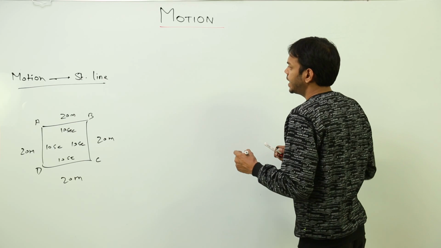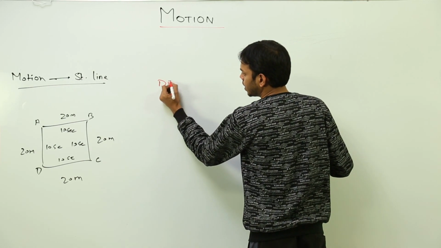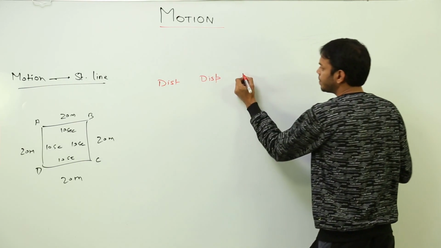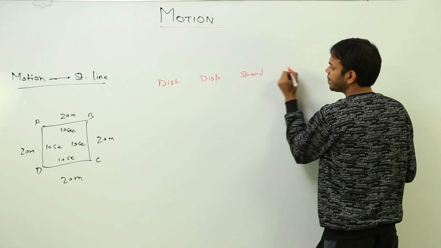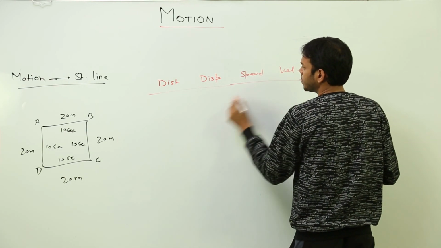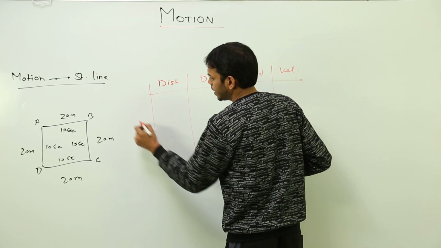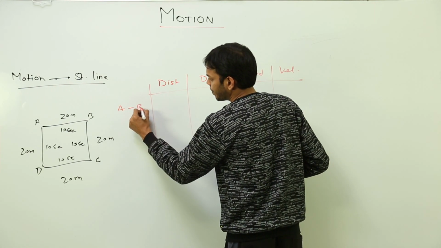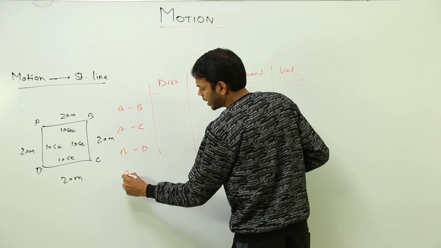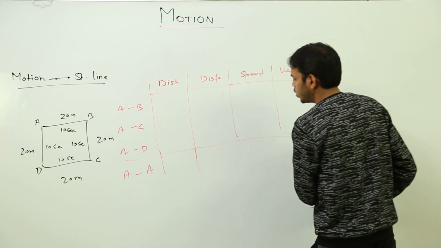I want to write the values of distance, displacement, speed, and velocity from points A to B, A to C, A to D, and back A to A. Alright, these are the values I want to write.